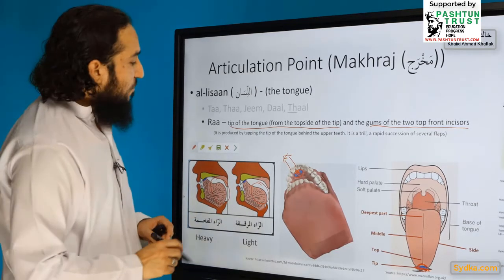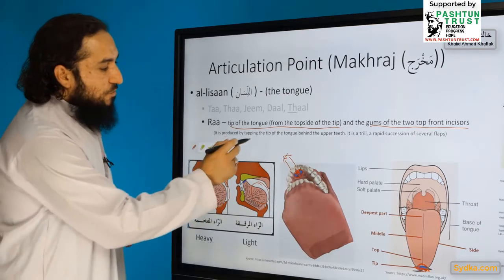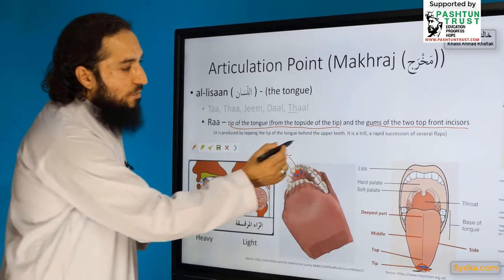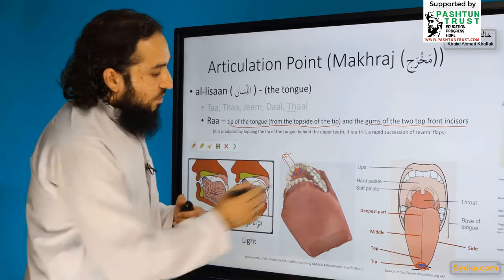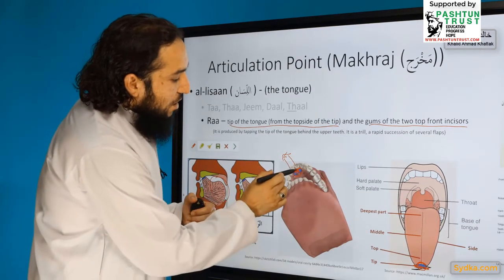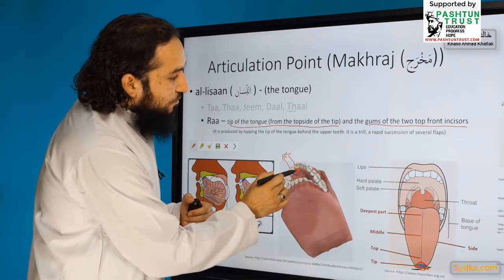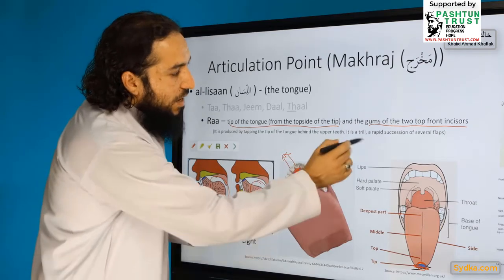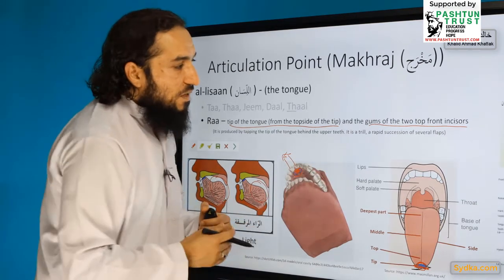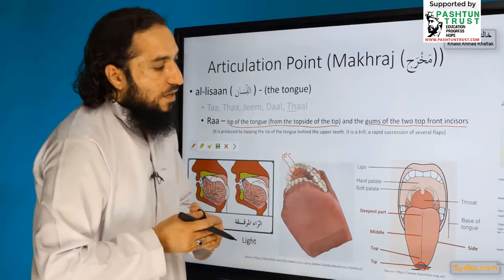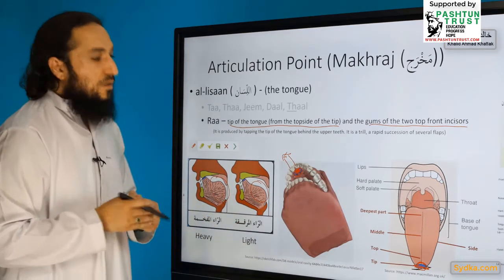How is it produced? It is produced by tapping the tip of the tongue behind the upper teeth, and it is a trill, which means a rapid succession of several flaps. Ra, R.